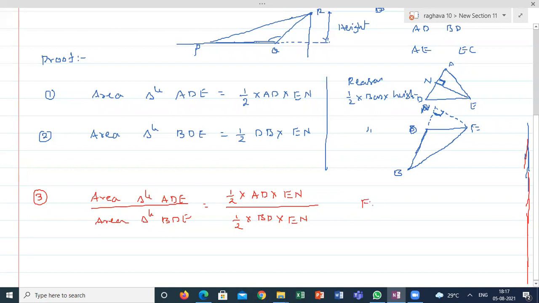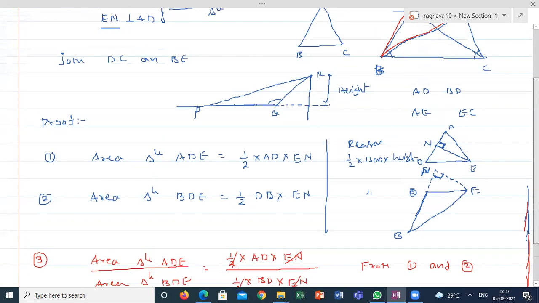From points 1 and 2, what things are cancelling here? Half cancels, EN cancels. I'm getting the ratio AD by BD, which can also be written as DB. This is the third point. Is it clear, guys, what I'm saying? Understood? Yes, sir.